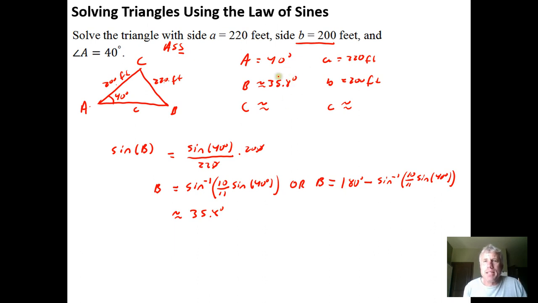And it would make sense to take the time to think about, does this angle make sense? So if I've got a 40 degree angle and the side opposite is 220, if this side is shorter than this side, I'm expecting an angle smaller than 40 degrees, which I have. So this angle measure looks reasonable.